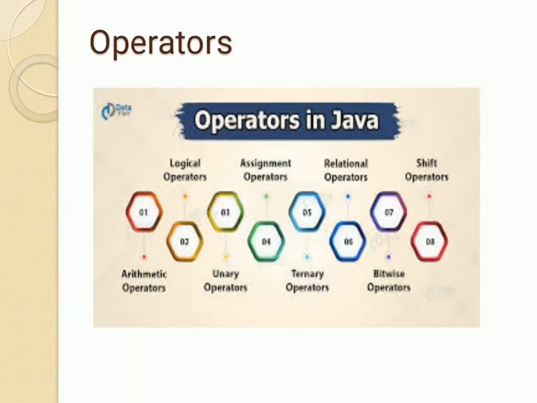Java operators fall into the following categories: assignment operator, arithmetic operator, increment operator, decrement operator, relational operators, logical operator, bitwise operator, and conditional operator.